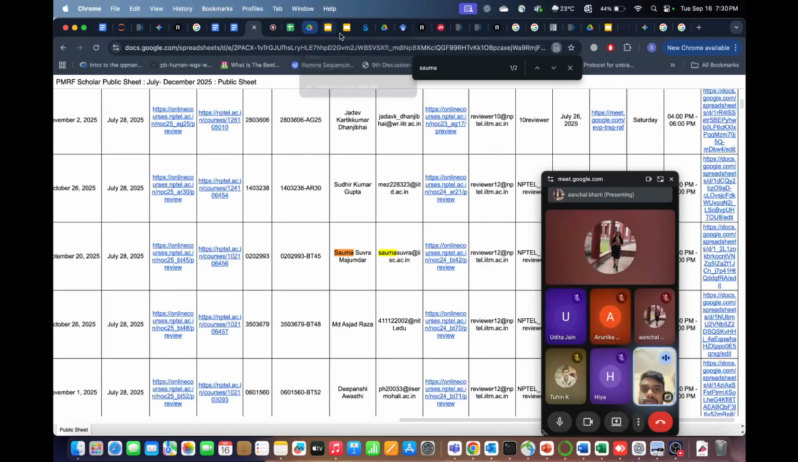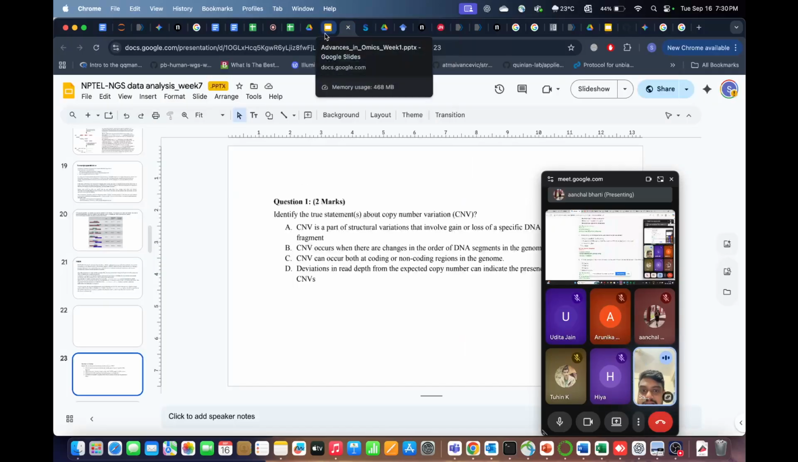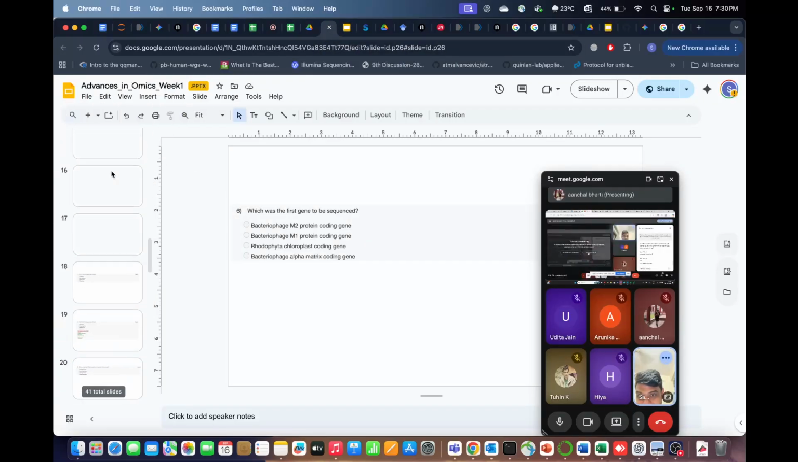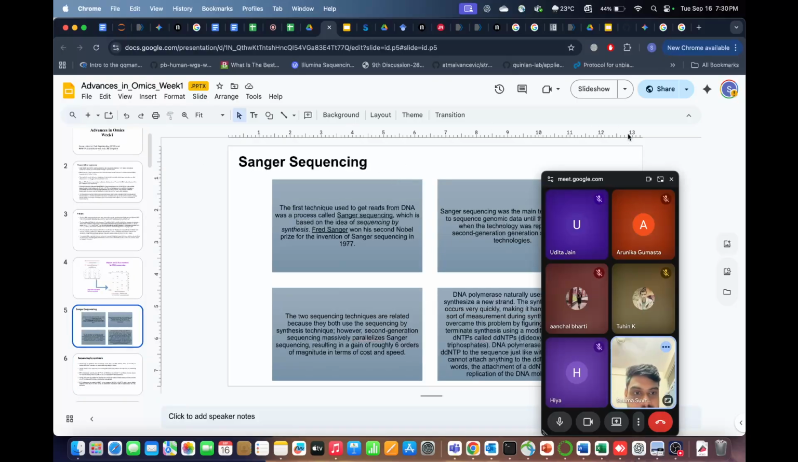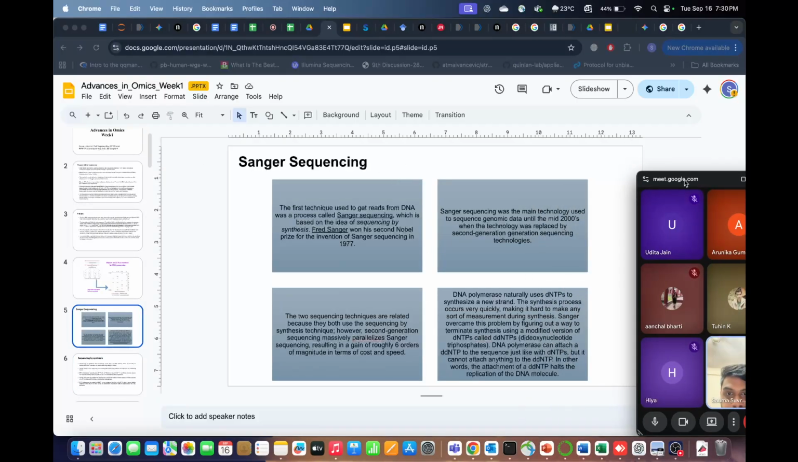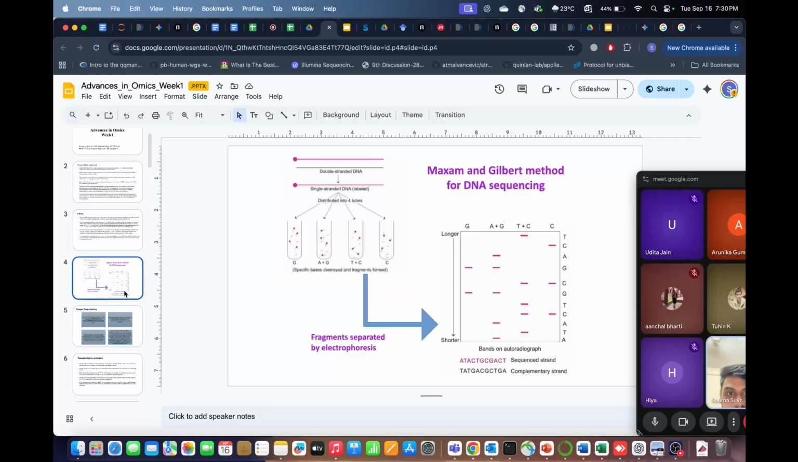Okay, so if you go to Sanger sequencing, the thing is, in terms of Sanger sequencing, we talked about the fluorescent ddNTPs that replaced the radioactively labeled ddNTPs that were there in the Maxam-Gilbert method for DNA sequencing.